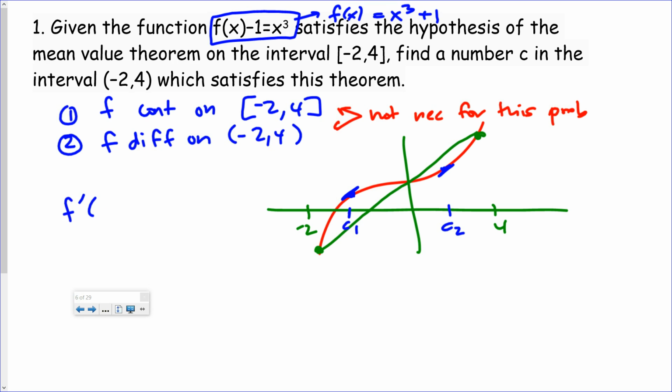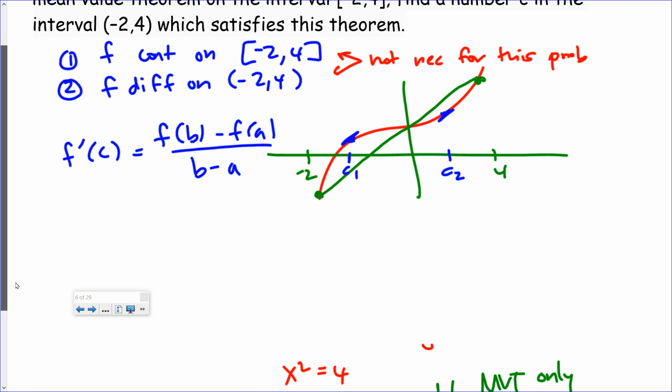F prime at x, or at c, is equal to f of b minus f of a over b minus a. Unfortunately, if you just put this, you don't get any partial credit, okay? I might give you a check, okay? But you're not going to get any partial credit for this. But if you go one more step, you'll get partial credit.